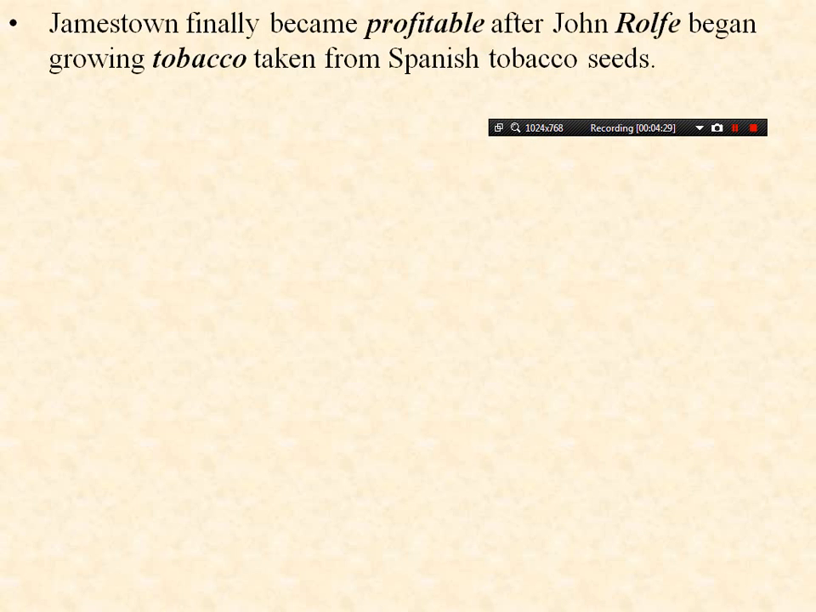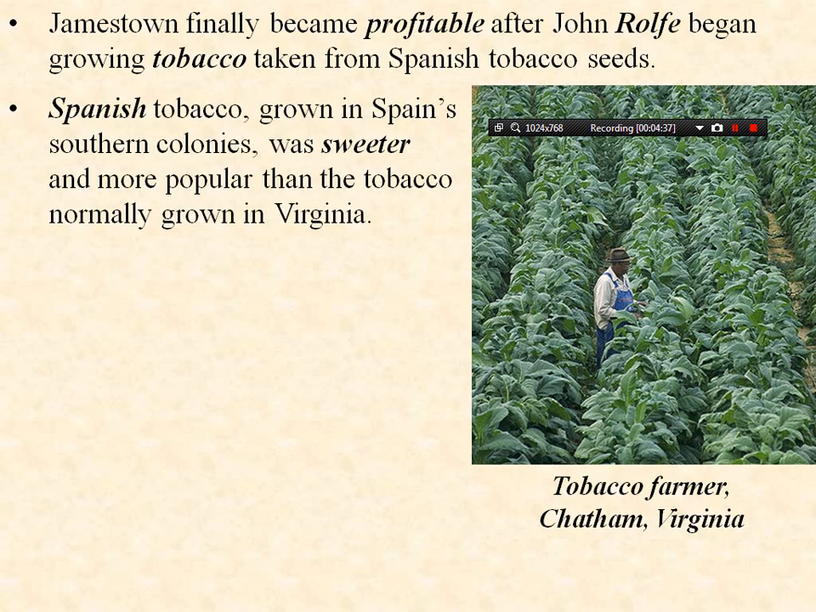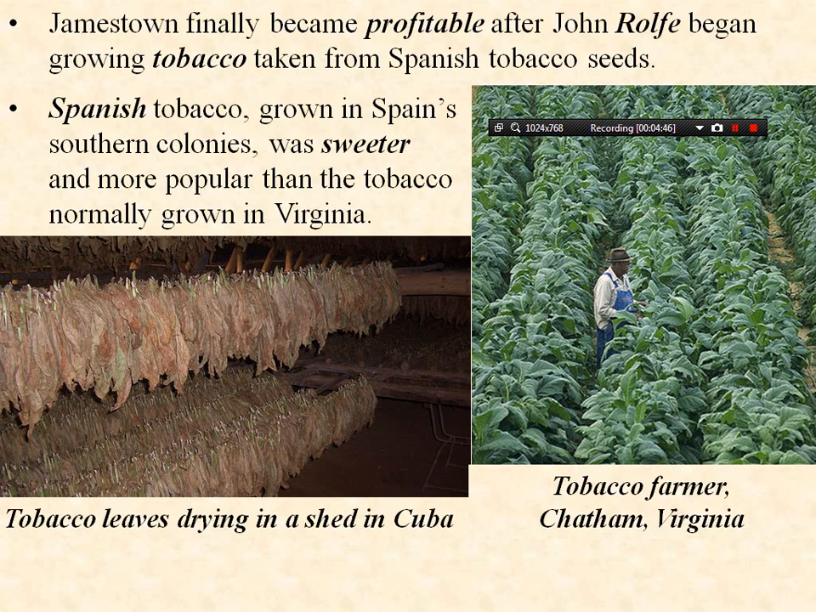Okay, Jamestown finally became profitable after John Rolfe began growing this new crop being brought to the New World, taken from Spanish tobacco seeds. Here's tobacco. Spanish tobacco grown in Spain's southern colonies was sweeter and more popular than tobacco normally grown in Virginia. So these are tobacco leaves, and this is going to be the basis of the Jamestown economy, and this tobacco crop is going to make the economy flourish.